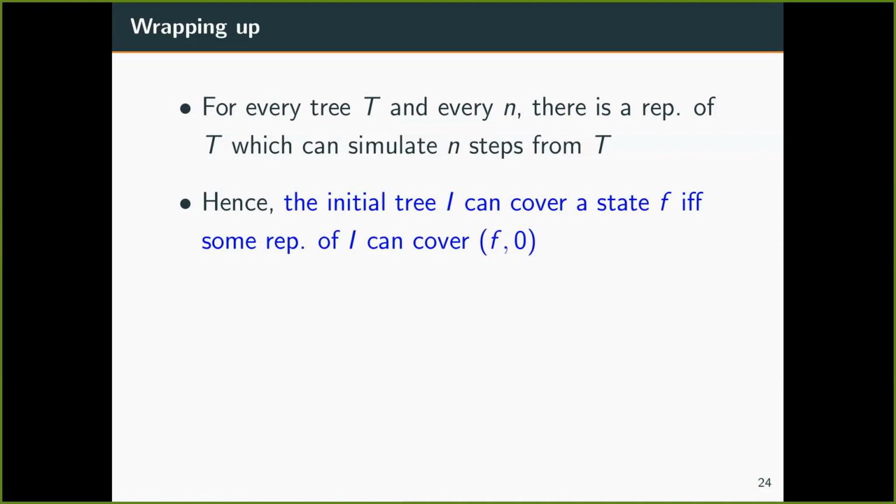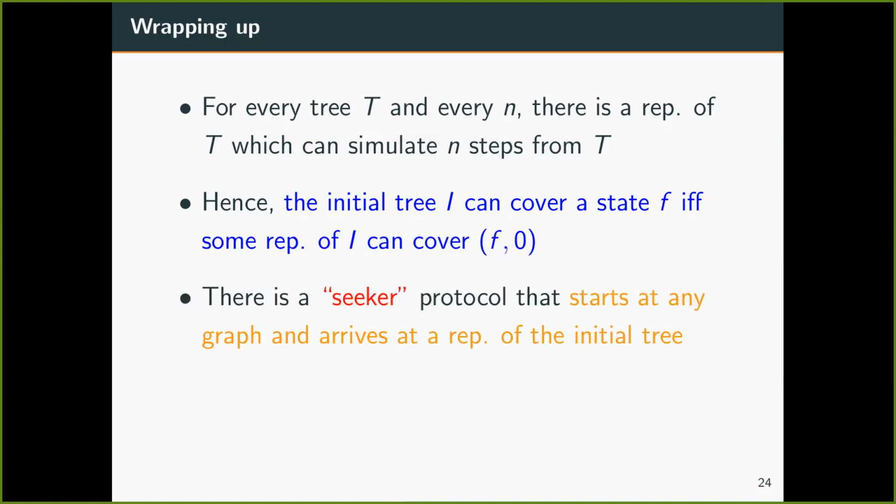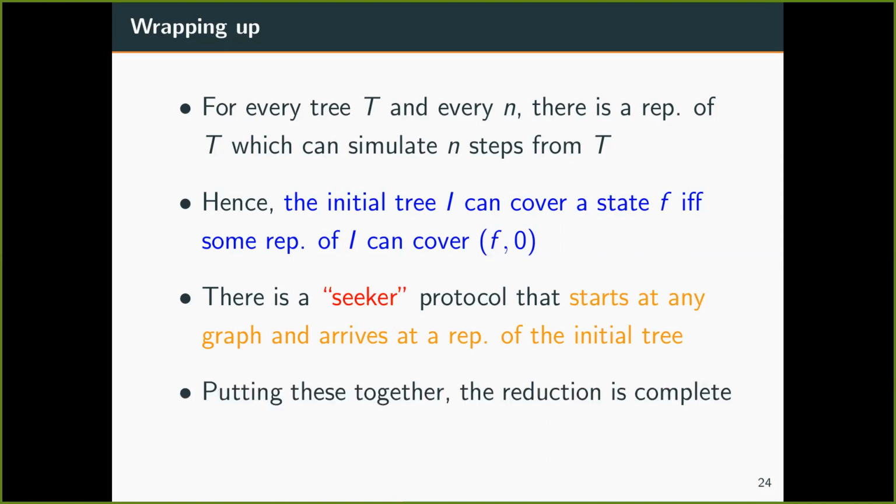But notice that in the bounded path coverability problem, we are allowed to start at any initial graph, and we need not necessarily start at initial representative graphs. So how do we get around this? We get around this by constructing another sort of seeker protocol that starts at any initial graph and arrives at a representative of the initial tree. Then putting the seeker protocol along with the simulator protocol that we get by composing all the gadgets, the reduction becomes complete.